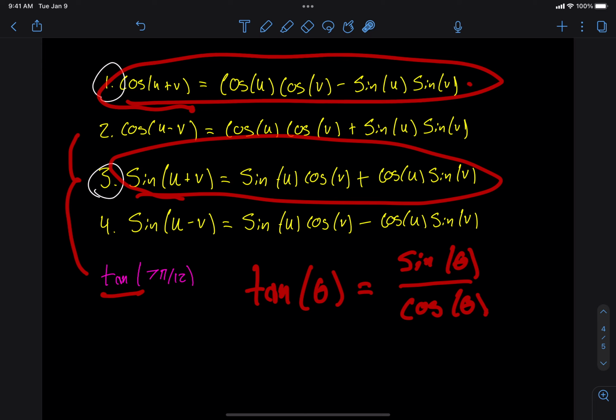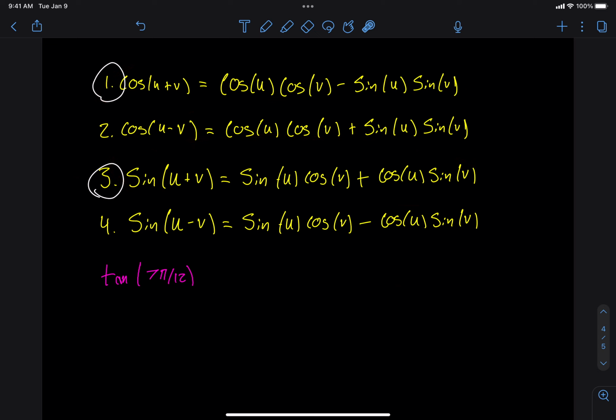Is the strategy clear, Andrew? Okay. I think if you had that, probably you would have been able to do it, right? Okay, so let's do it anyways.